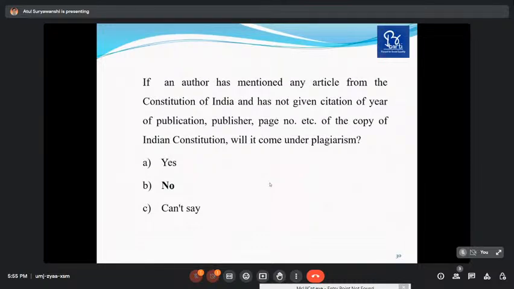The next question in the series: if an author has mentioned any article from the Constitution of India and has not given the year of publication, publisher, page number, etc., of the copy of the Indian Constitution, will it come under plagiarism? The answer is a clear-cut no. Because we know that the Constitution of India was drafted by Bharat Ratna Dr. Babasaheb Ambedkar. It is a matter of general awareness, known by everyone, and so no citation is required in such a case. We should develop such a point of view, meaning we should try to solve the challenging questions so that we get better results during the examination.